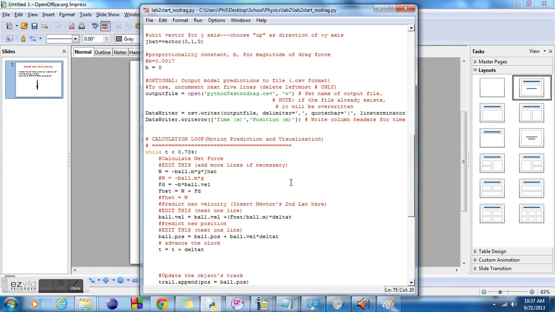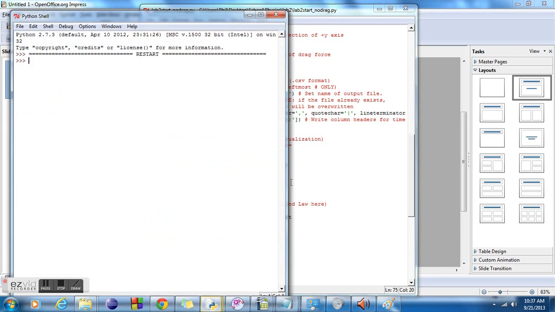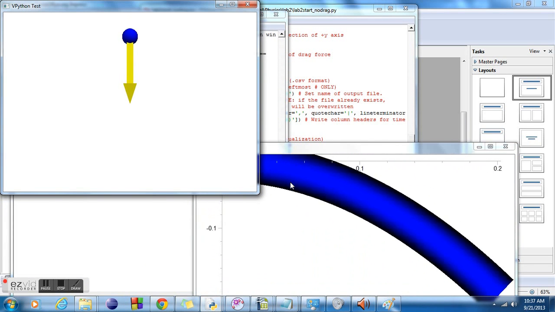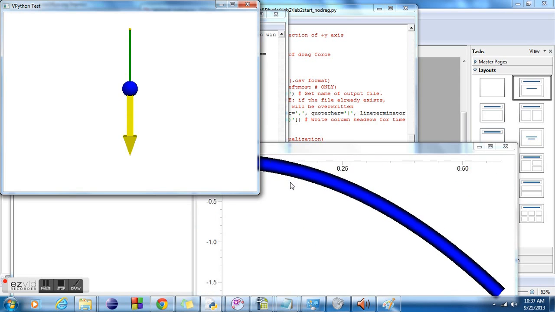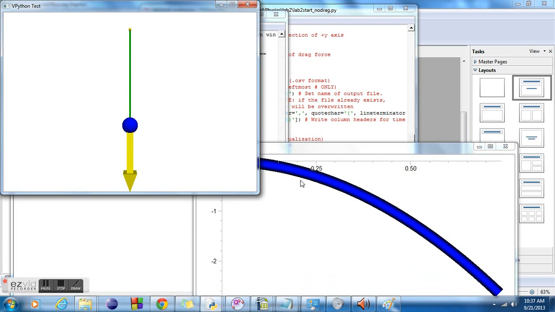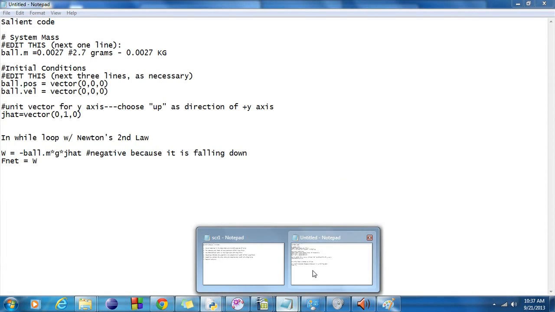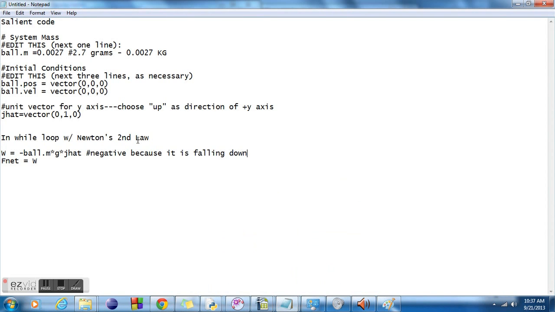Let's move on to the computational model composed for the experiment that does not include drag force. Pretending that my ping pong ball was a superdense 2.7 grams, I edited Python code to model the case that the ball was subject only to the gravitational field of the Earth and subject to no other forces. I inserted the following conditions into the code. I had a system mass put into kilograms, I had a ball position of 0 and a ball velocity of 0, and I used a vector for the y-axis.